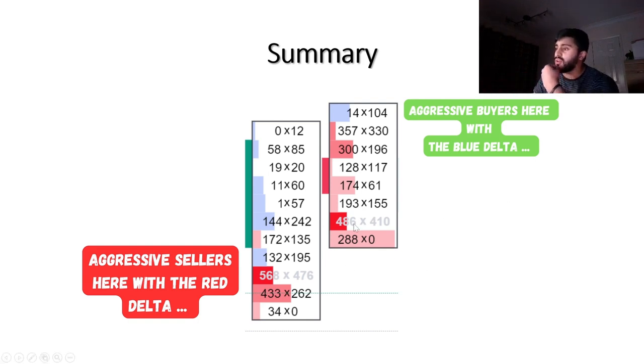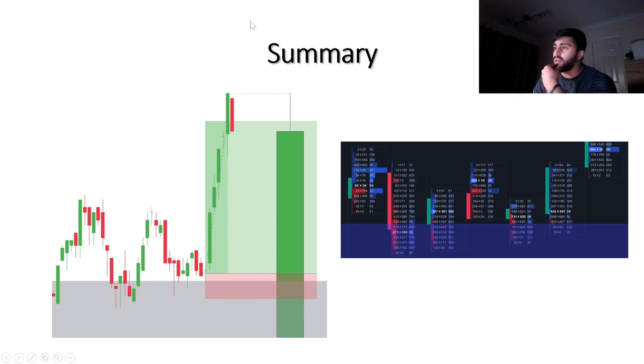Then we had the same thing over here. We had 288 for 0. So we had a ton of aggressive selling, but no reward. This tells us that there's passive buyers sitting inside this level, right? So again, quickly going over this trade over here.